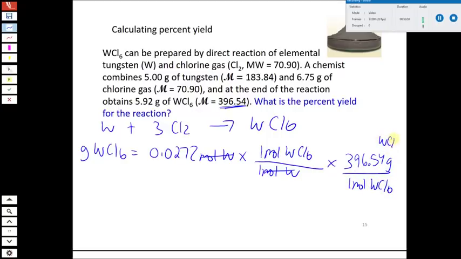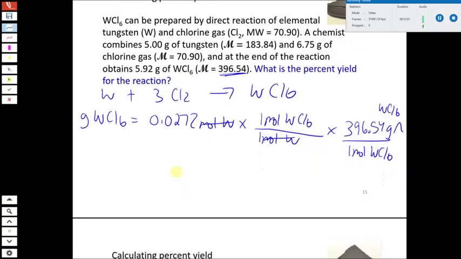That's also WCl6. So 396.54 grams of tungsten hexachloride per mole of tungsten hexachloride. And that means we calculate that we would get 10.8 grams of WCl6. And this calculated amount that we got from taking the limiting reactant and figuring out how much product forms from that is going to be our theoretical yield. Okay?